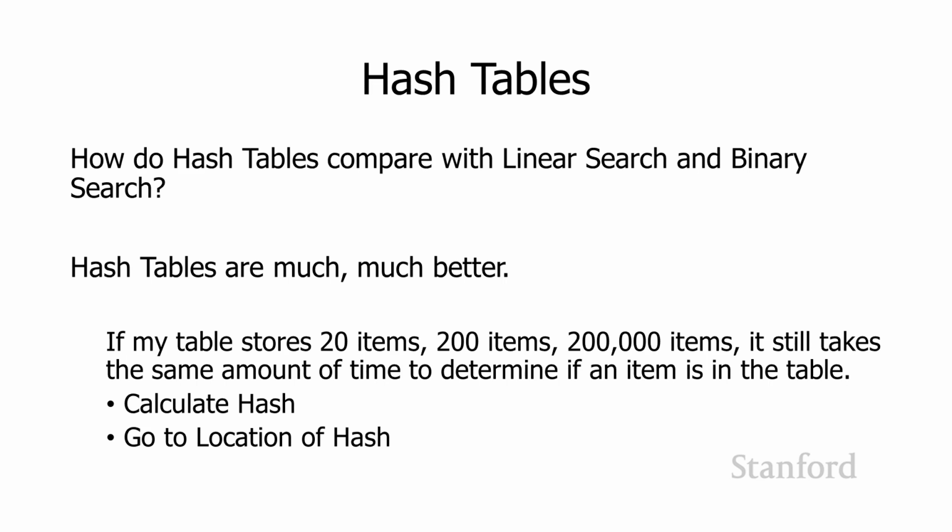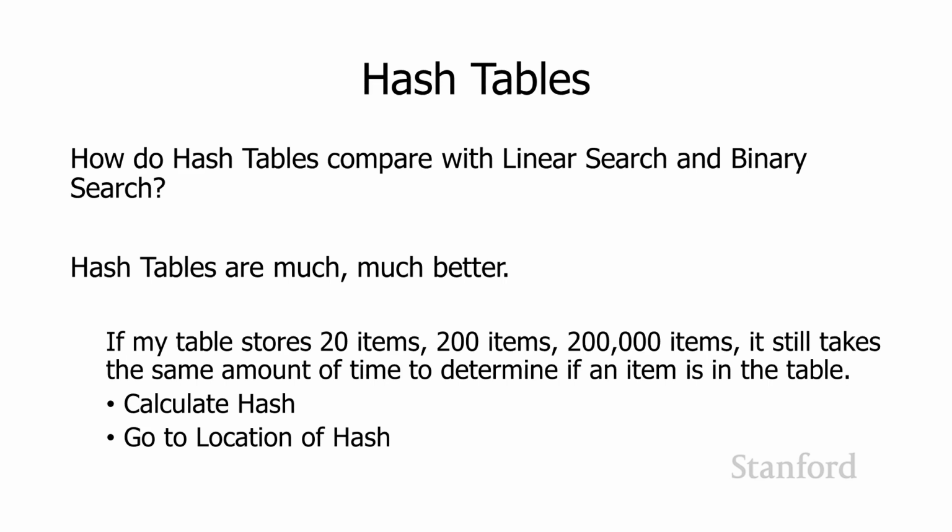This stuff's amazing. With hash tables, whether my table contains 20 items, 200 items, or 200,000 items, it still takes the exact same amount of time to determine the items in the table. I just look at the item I'm trying to look up and calculate its hash function, which does not change based on the number of items in the table. Calculating that hash function will take longer if the word is a little bit longer, but in terms of how many data items I have, it doesn't matter how many data items I'm working with.